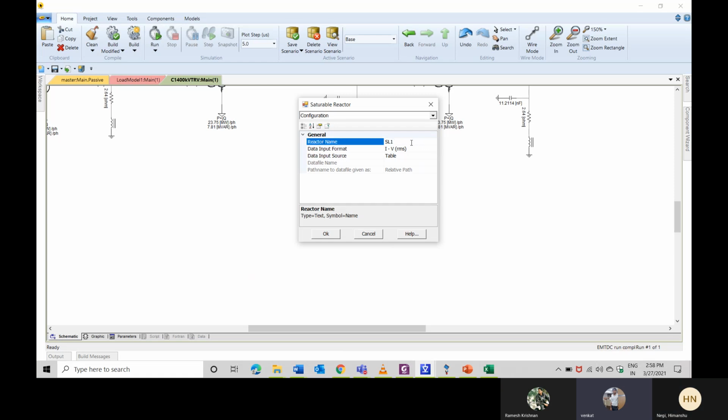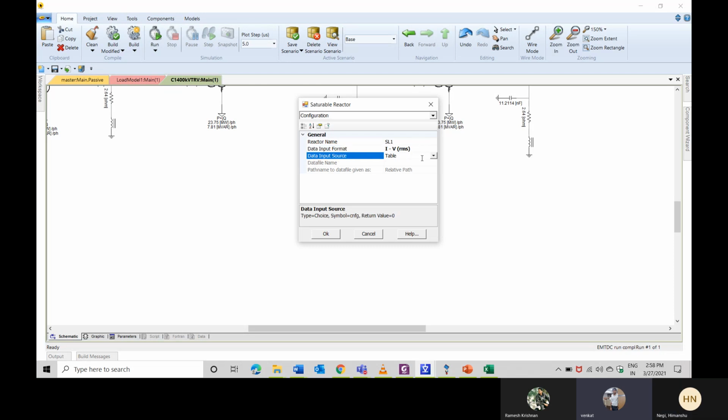Then, for modeling, we just give a name for the particular reactor, whatever name you like. Then we have to specify in which format you are providing the data: whether the VI characteristics or the information in I-lambda format. Mostly we stick to the VI characteristics. Most customers don't provide the I-lambda values; they provide only the VI characteristics.